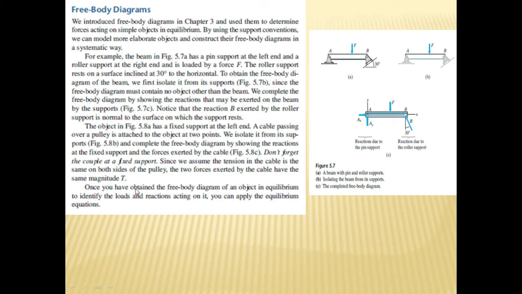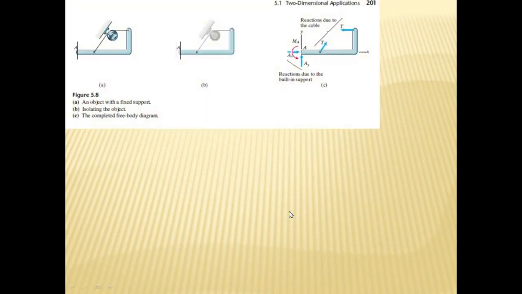Once you have obtained the free body diagram of the object in equilibrium, identifying the loads and the reactions acting, you can apply equilibrium equations. So this is the tension T, this is the tension T as a result of the cable, and this is fixed. So we can say Ax, Ay, and this couple moment MA. This is a built-in support.